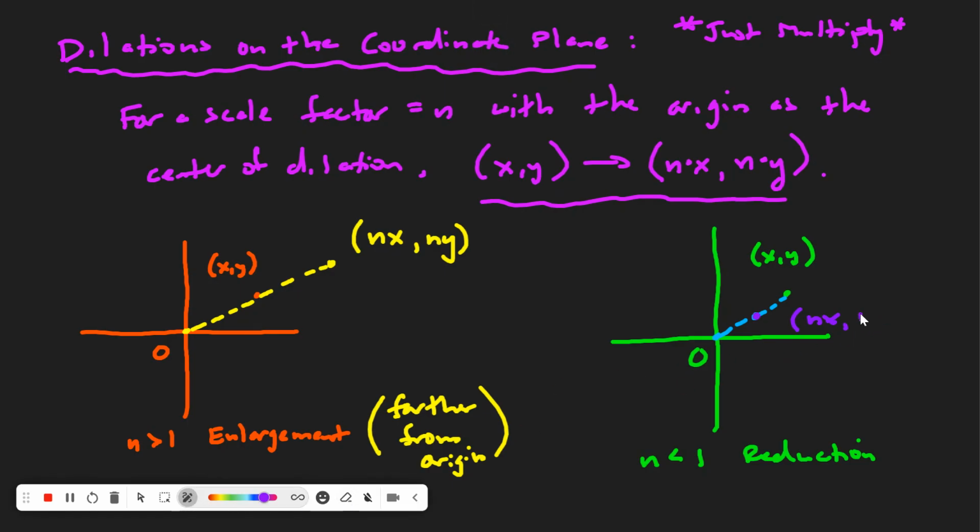And in this case, because the scale factor is less than 1, we got closer to the origin. So I'll put it right here, closer to origin. So we're going to love doing things like the coordinate plane because all we do is we multiply.